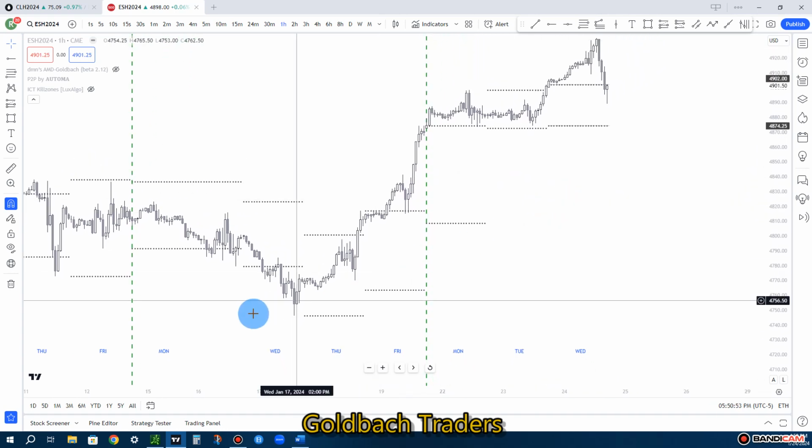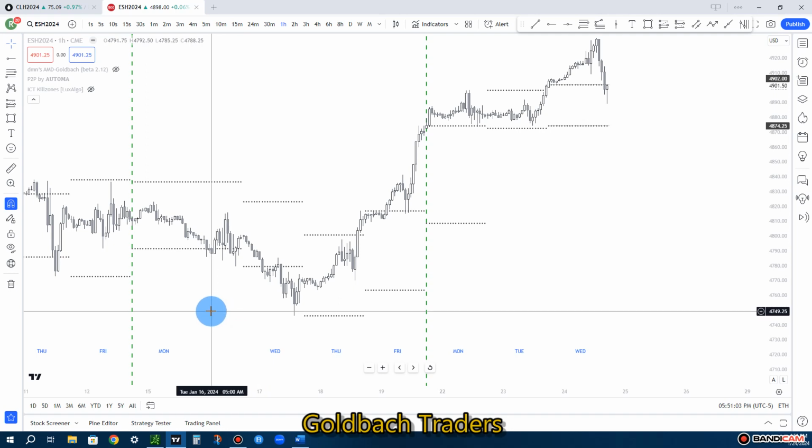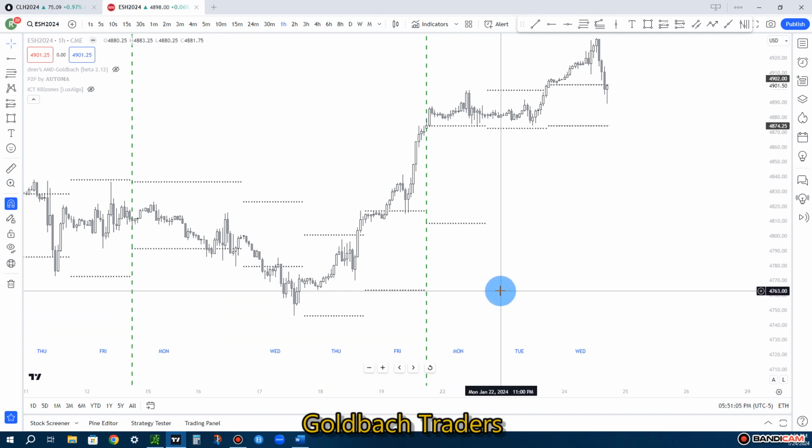That's pretty typical. Your high or low for the week is usually going to be set on Tuesday in the London session. Or if it's not, it will usually be in the Wednesday session, and that's usually in the New York session.